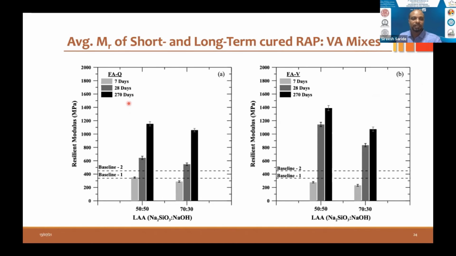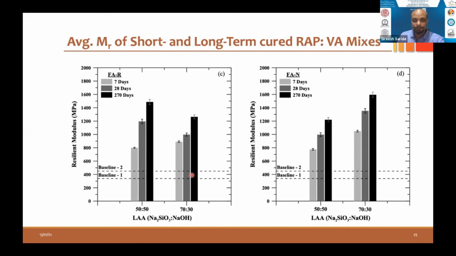Okay, so this is average resilient modulus for a short and long term. And these are base and subbase layers. Now we can see that, yeah, this is the baseline as per IRC, and we are looking at almost 1200 megapascals, but the requirement is only 4 megapascals.